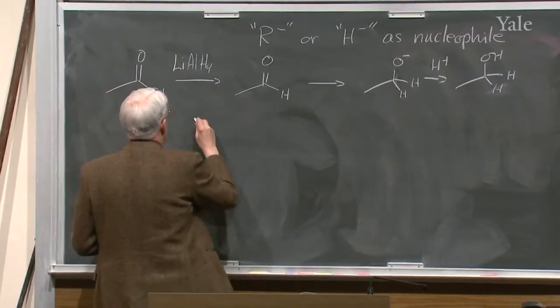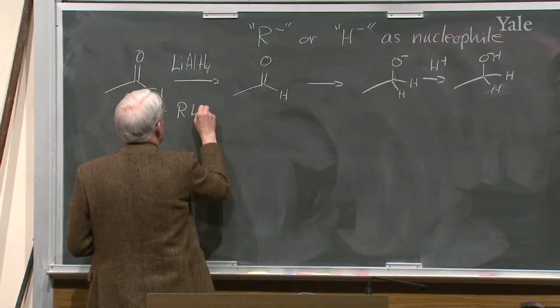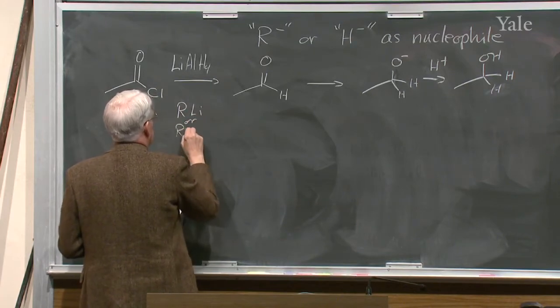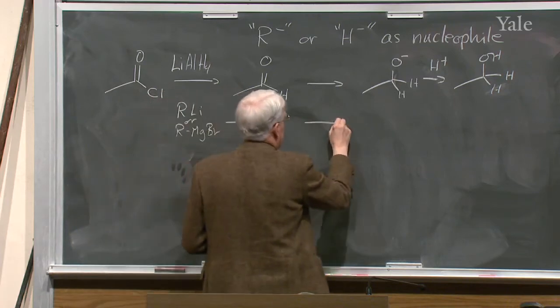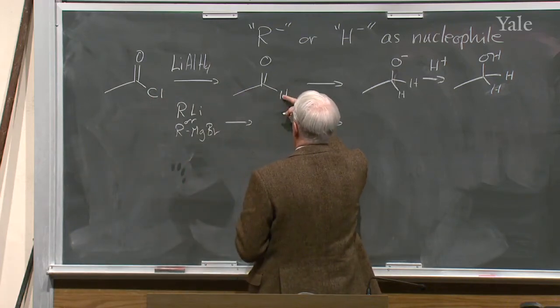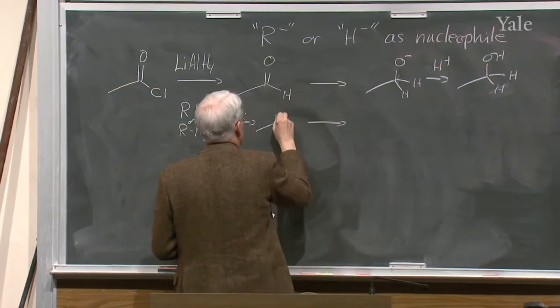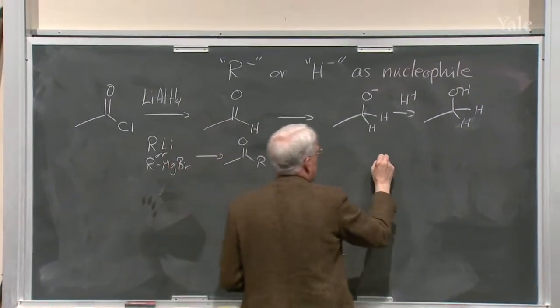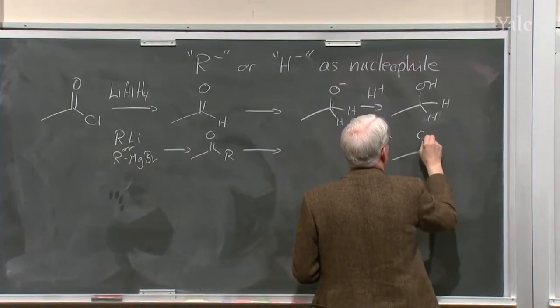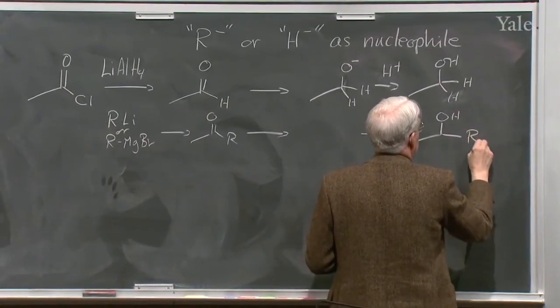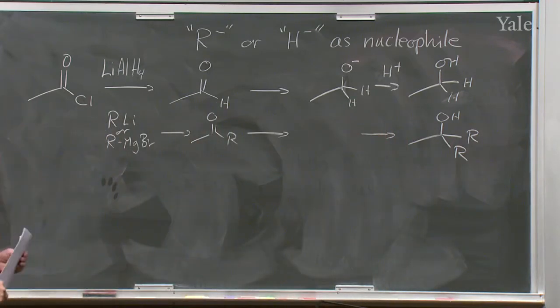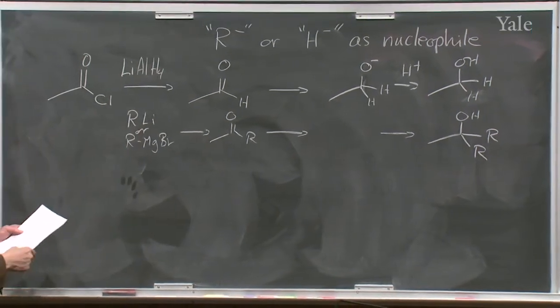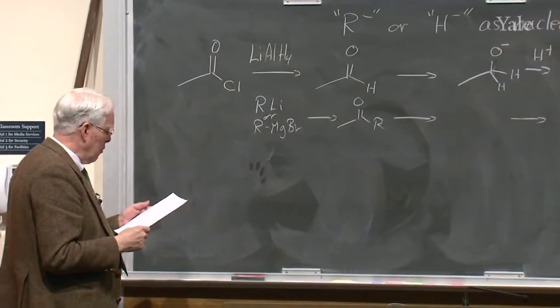Or if you have an alkyl lithium or an alkyl magnesium bromide, you do the same kind of thing. It would now be a ketone first because this is an R group. But again, you go on and get the alcohol, having put on 2 new R groups. So if that's the kind of alcohol you want, with 2 R groups of the same kind that you can get from an alkyl halide, then that's a good way to do it.